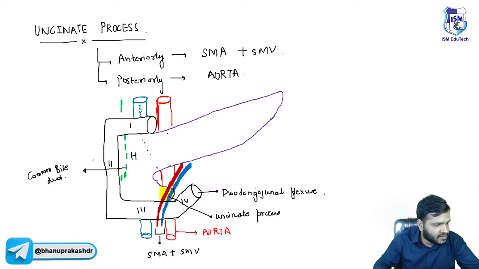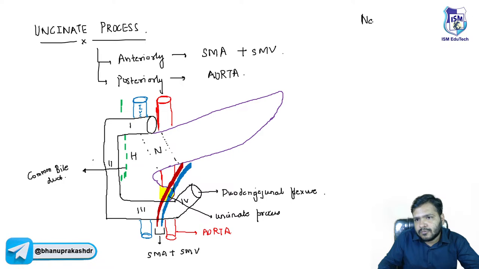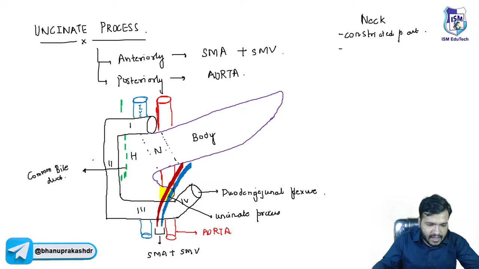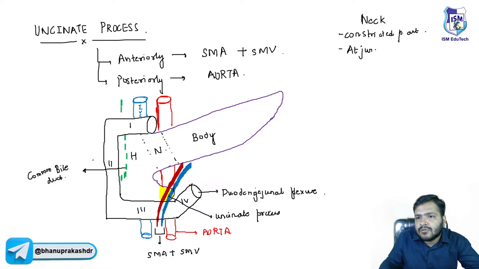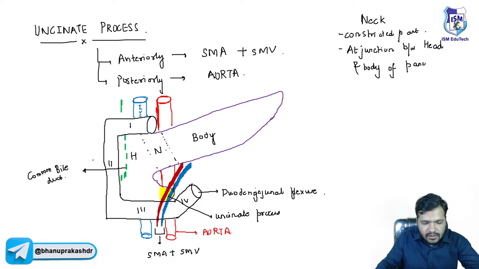Now suppose this is the neck of the pancreas. Remember beta, neck also I'm trying to discuss over here only. Now beta, the neck is the constricted part, and remember it is between the body and the head, at the junction between head and body of pancreas. And now beta, this neck has two borders and two surfaces.